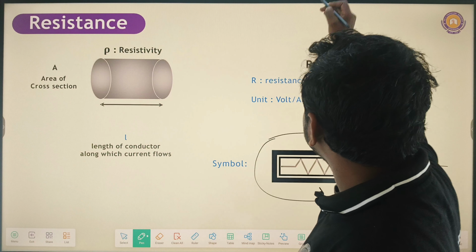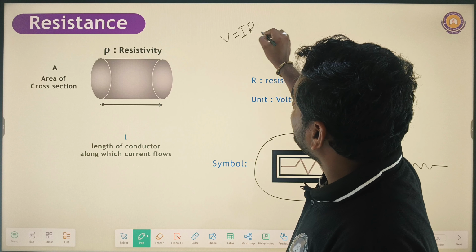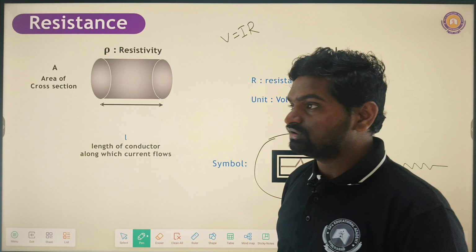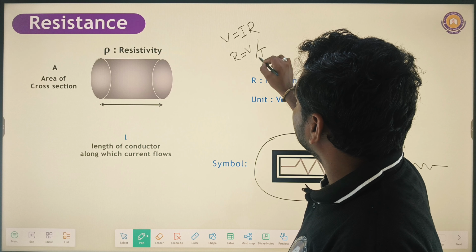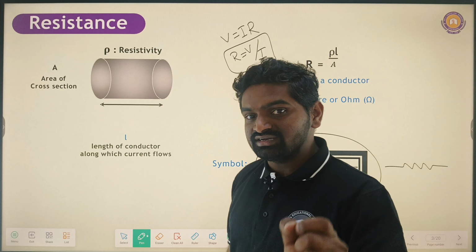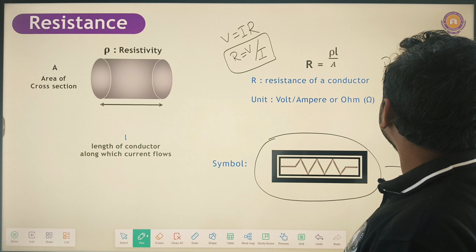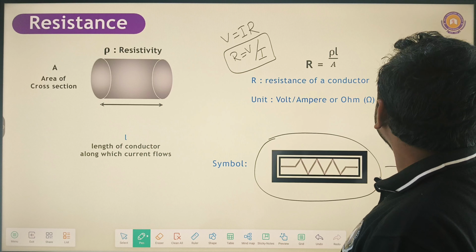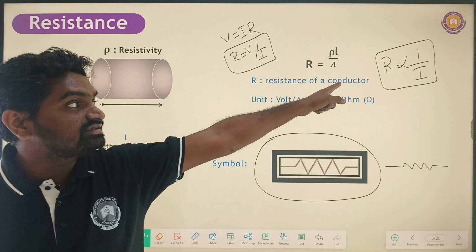According to Ohm's law, do you know what Ohm's law is? Ohm's law is V is equal to IR. So R is equal to V by I. According to Ohm's law, resistance R is equal to V by I. So simply, R is inversely proportional to the current.